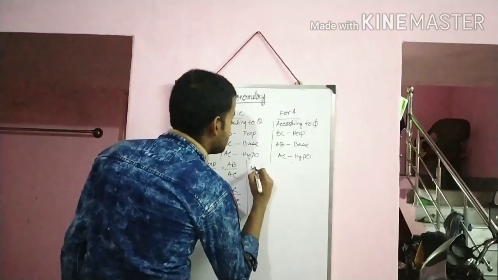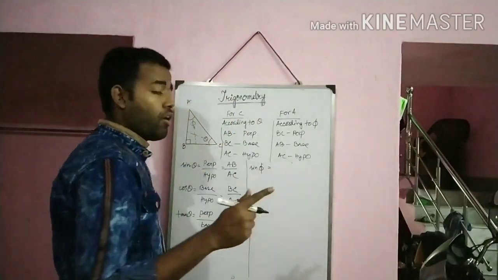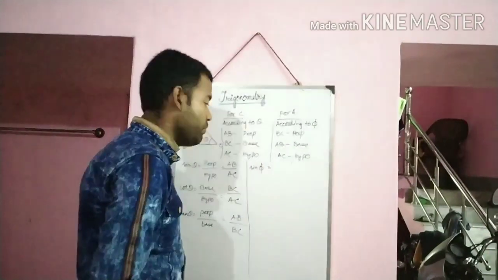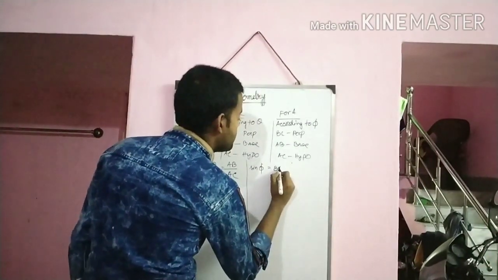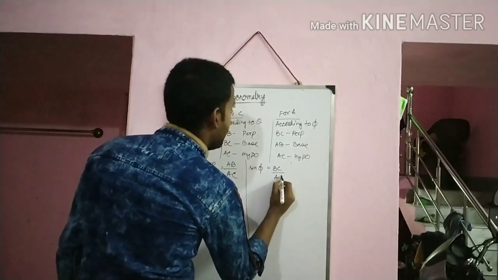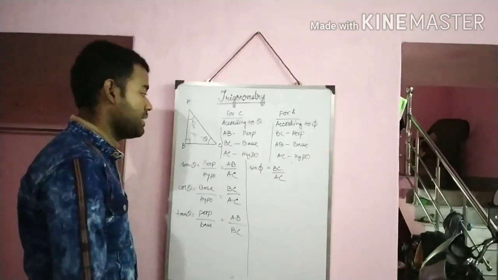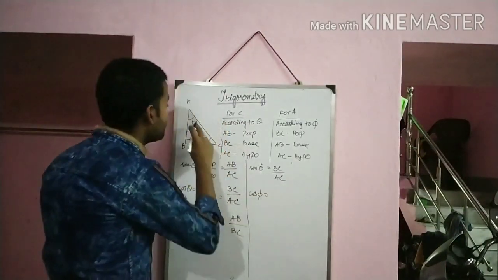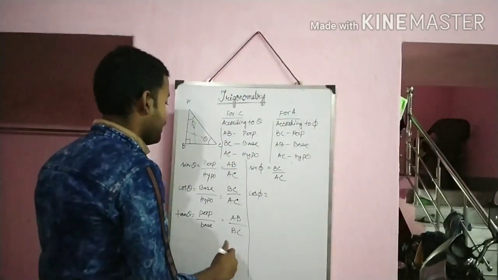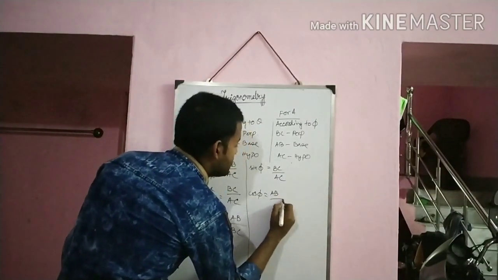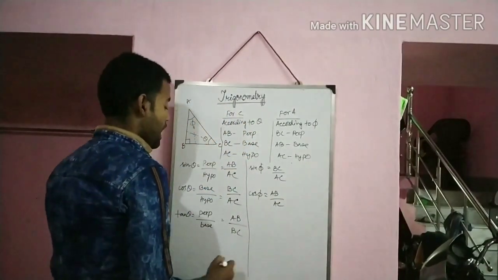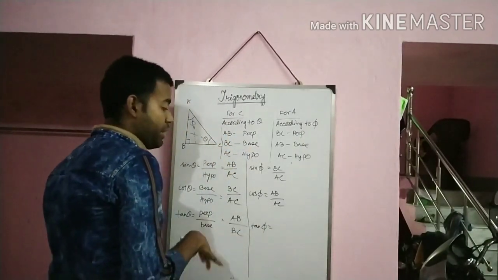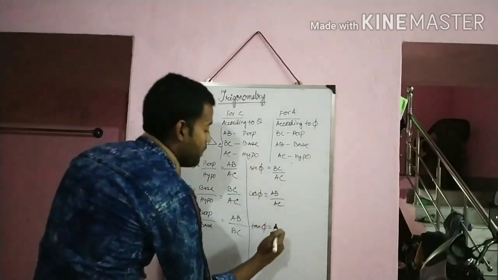So suppose we start with sin phi. According to phi, which was our perpendicular? BC was our perpendicular. So in this case it will become BC by AC, because AC was our hypotenuse and the hypotenuse doesn't change. Now what will be our cos phi? According to phi, which one was our base? AB was our base and AC was our hypotenuse. And then according to tan phi, it will be perpendicular by base. So which is our perpendicular here?